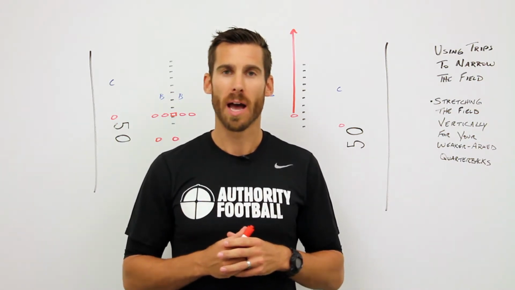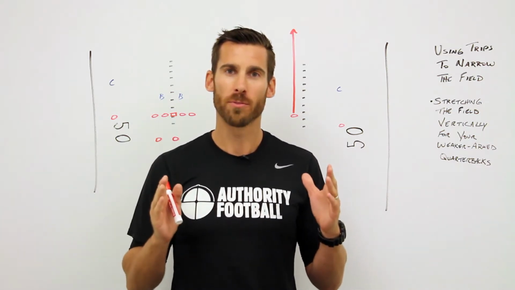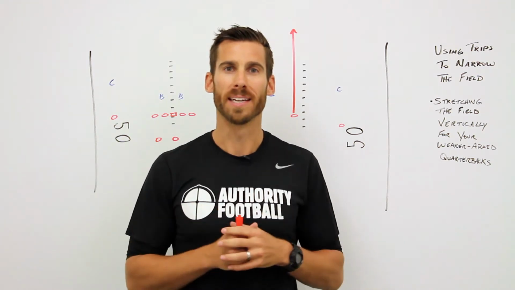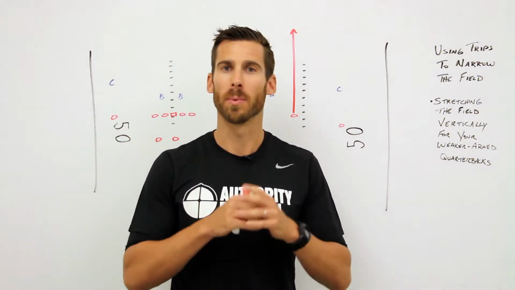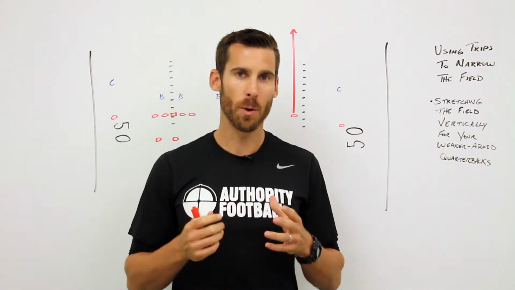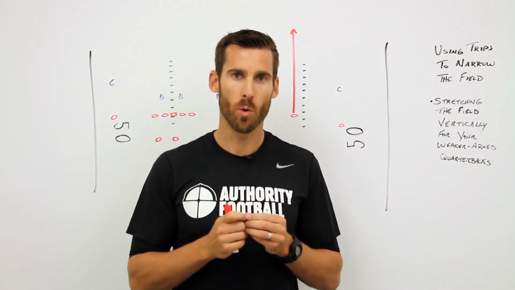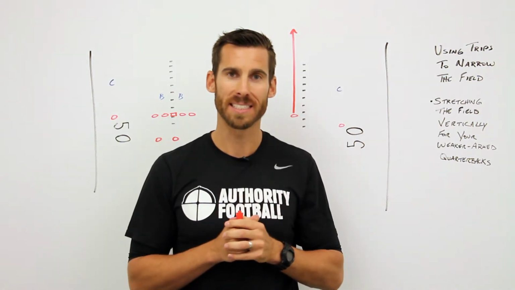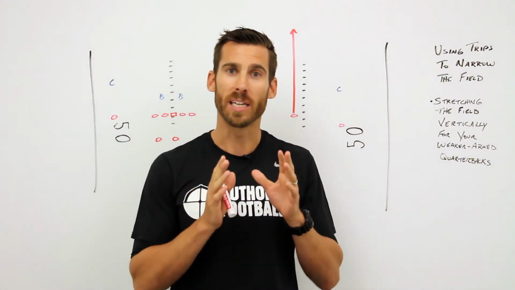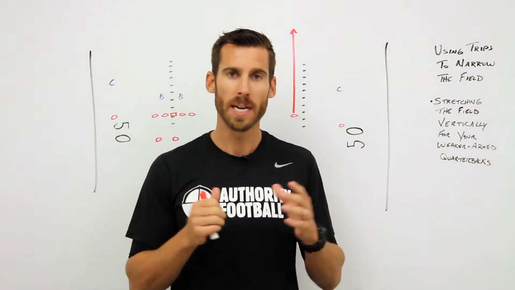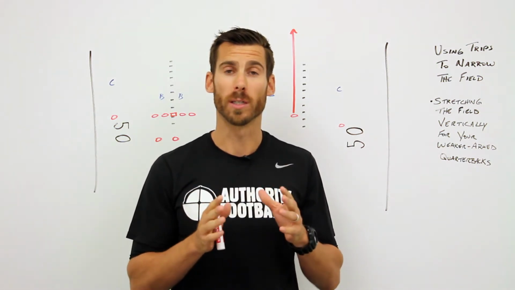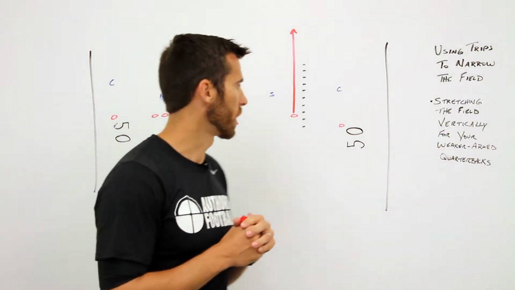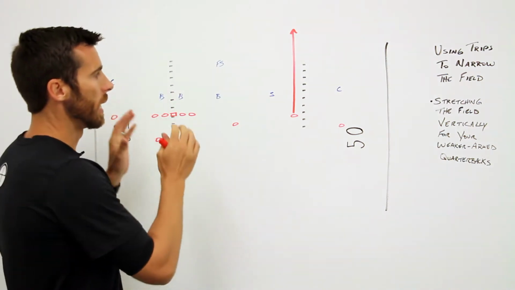We've been talking about how to shorten and narrow the field using trips so that we can empower our weaker arm quarterbacks to be able to hit any route that we need them to hit. And today we're going to talk about how that weaker arm quarterback can still stretch the field vertically, which is probably the most important thing in your passing game, is having that vertical threat, and how we can leverage trips, use the field, and be able to stretch the field vertically and attack those defenses. And so what we're going to talk about today is how we can go about doing that.